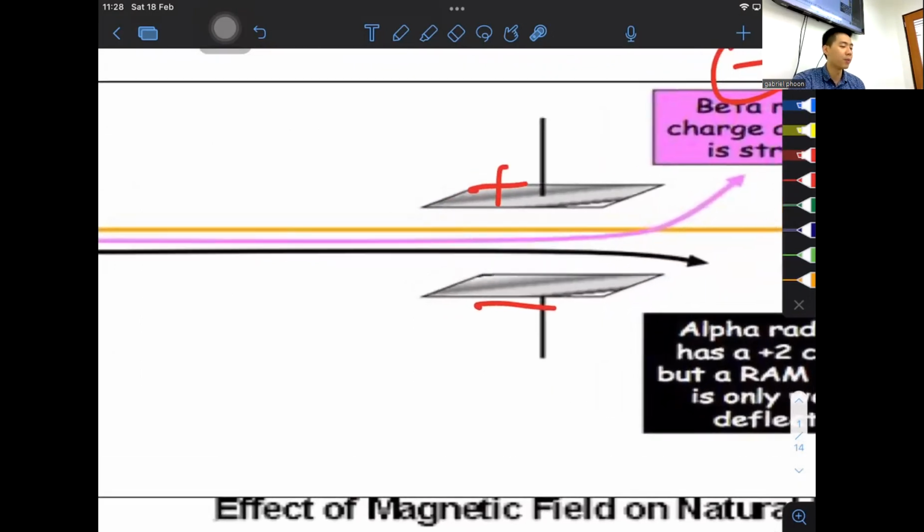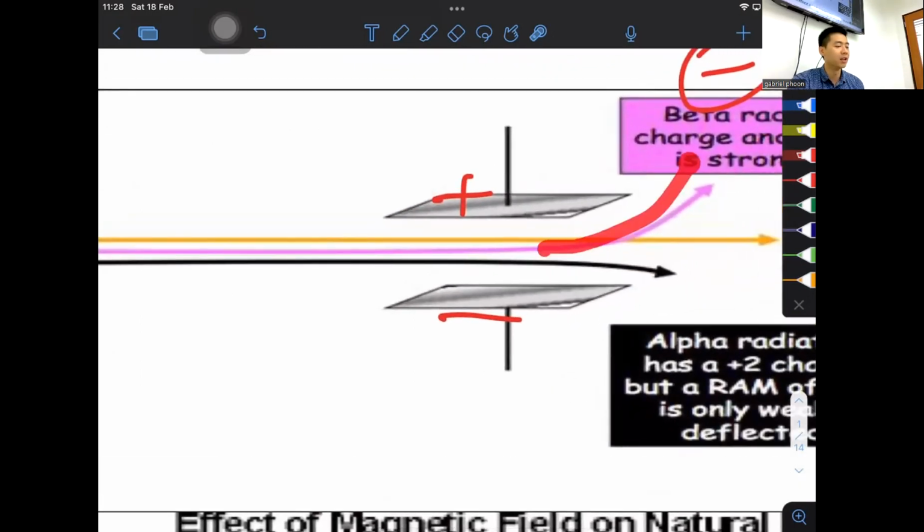Now, if you look at the diagram here, you'll notice that the beta kind of deviates more than the alpha. Can anyone tell me why the beta deviates more than the alpha or not? Anyone at all? Beta, good. Beta is relatively lighter, guys. Yes, correct. Alpha is relatively larger mass, right?